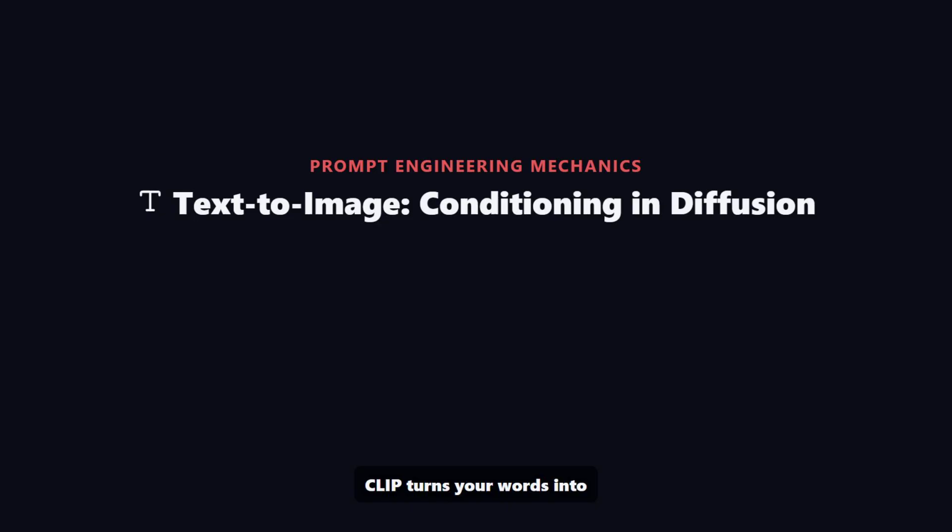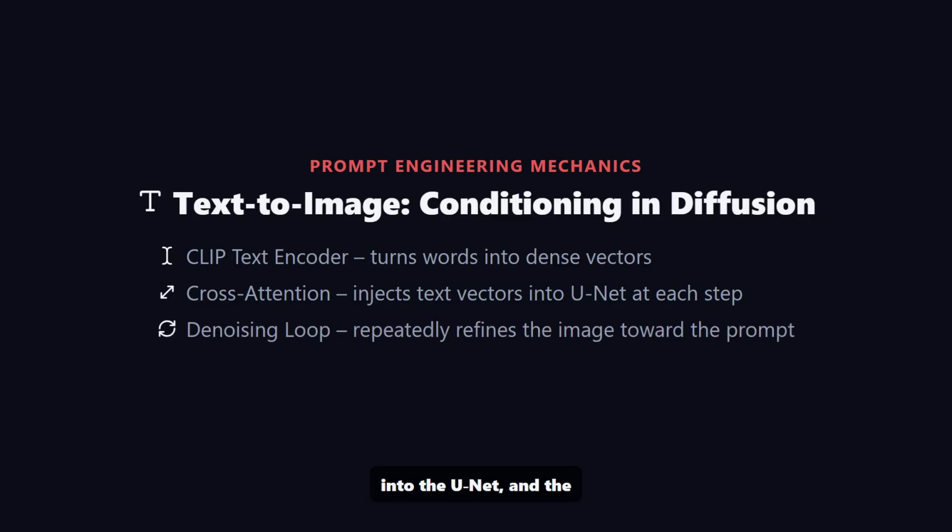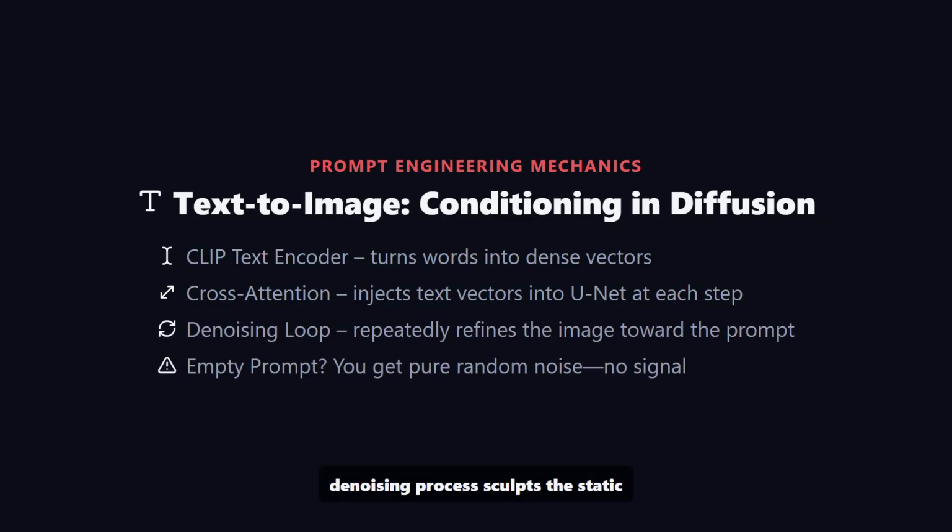CLIP turns your words into vectors, cross-attention layers inject them into the UNet, and the denoising process sculpts the static toward your prompt. Skip the prompt? You get a lovely patch of noise. Try it yourself in minutes via AWS Bedrock JumpStart.